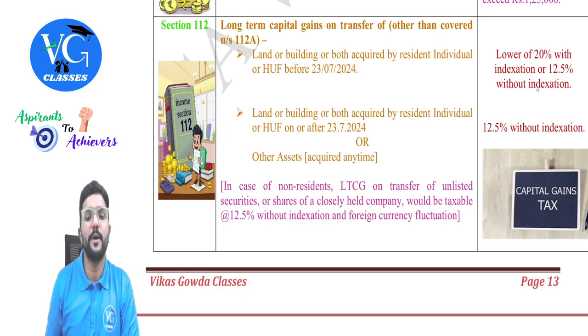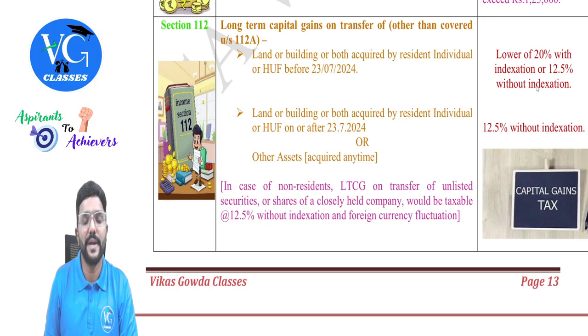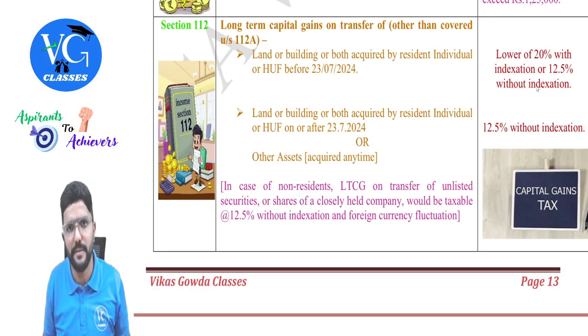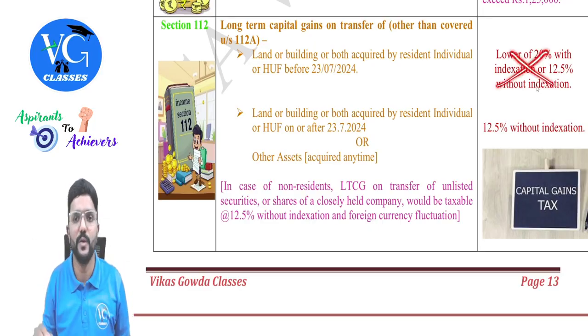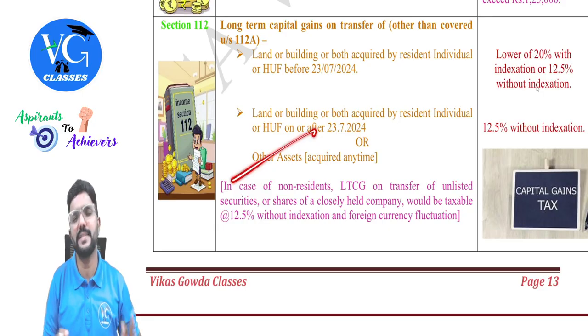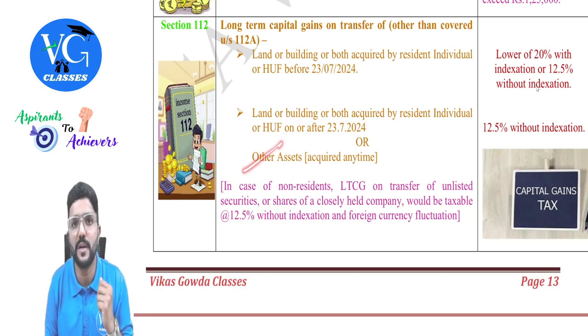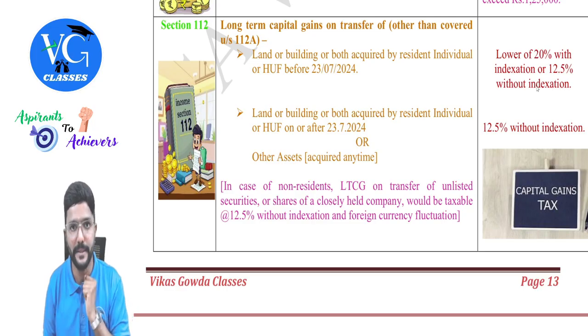Next, land or building or both acquired by a resident individual or HUF on or after 23rd July 2024. That is after the changes were made. Will they get this benefit? No, sorry. Or for any other assets acquired anytime. Any other assets means what is covered here? Other than LEFT and other than land and building.